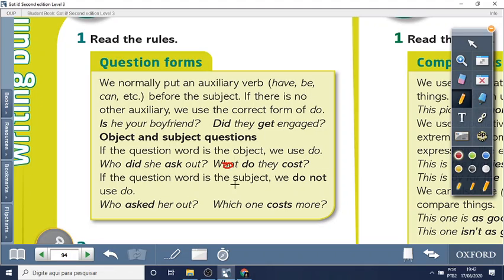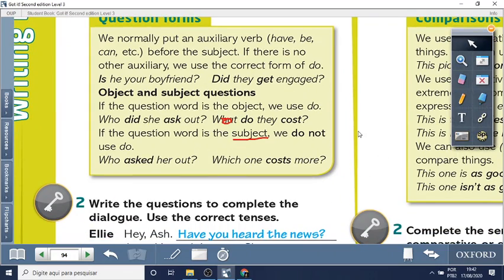However, if the question word is the subject, we do not use the auxiliary do. For example, who asked her out? Who drove you to school? The answer is the subject, okay? My father drove me to school. My mom drove me to school. Which one costs more? The blue one costs more. Okay, so you have already learned this.